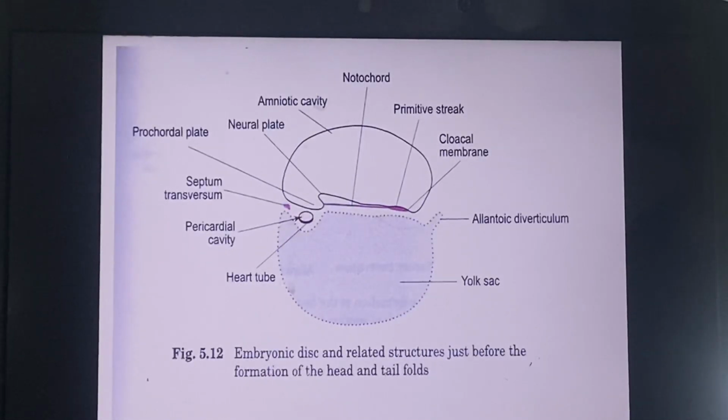Now again the same diagram. This is the pericardial cavity and the heart tube, which is developing in relation to this foregut, after the formation of head and tail folds. So this is the location where the future heart and its structures develop.